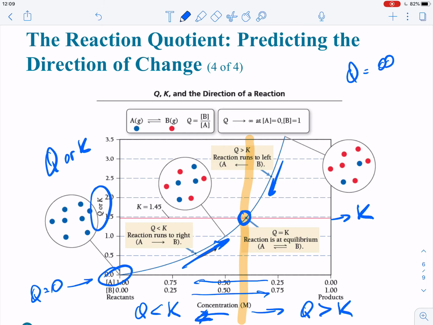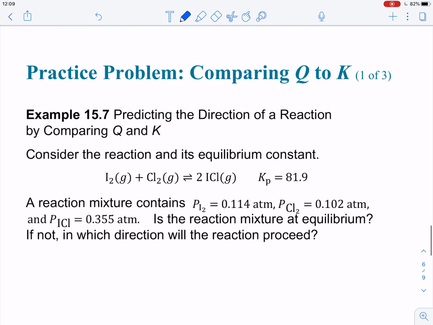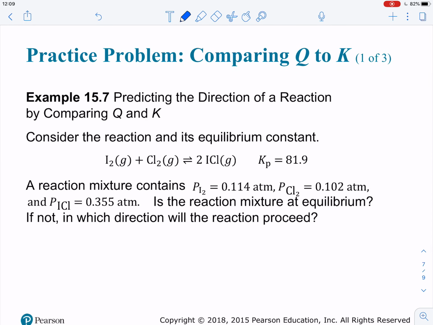Okay, so how do we use this as a practical approach? We have Kp here, and remember, when it comes to the equilibrium constant, you can use either pressure or concentration. In this case, we have Kp, so we're going to use pressures. The reaction mixture contains these pressures of each one of those substances.